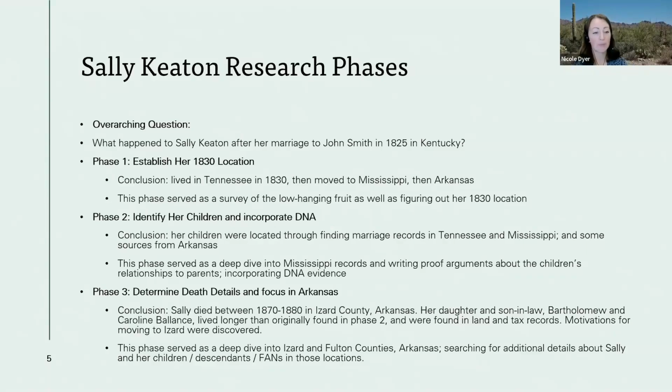Then in phase two, that one ended up being a real focus on identifying who her children were and using DNA evidence to figure that out. Because she did have a lot of descendants who were DNA matches to her sister Lucinda's descendants, who I am a descendant of. And so the conclusion is that in that phase, I found many of her children. They were located through finding marriage records in Tennessee and Mississippi, and some sources in Arkansas. And this phase really served as a deep dive into the Mississippi records, the DNA evidence, and really focusing on proving each of the children's relationship to the parents.